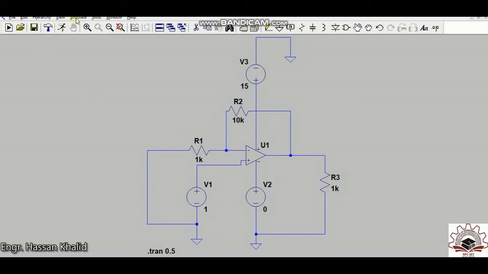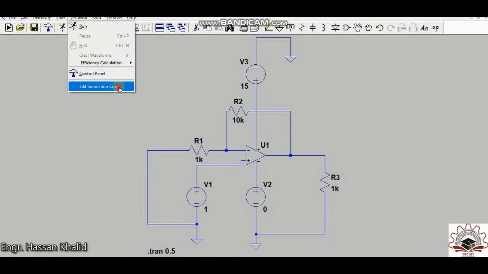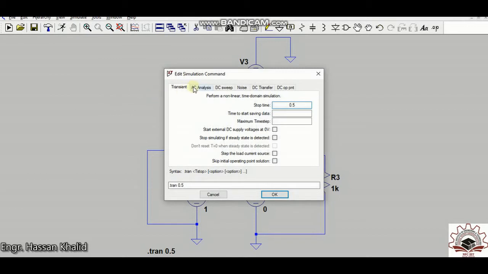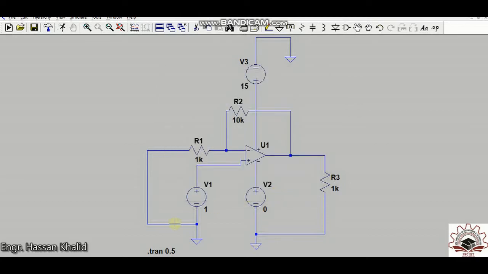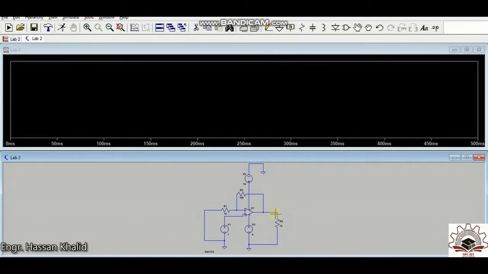Alright, now the simulation is about to run. We can check whether we have entered all the required information. This is a transient of about 0.5 second, just press OK. It's all looking fine, this is the transient of 0.5 second, and just press the run button.